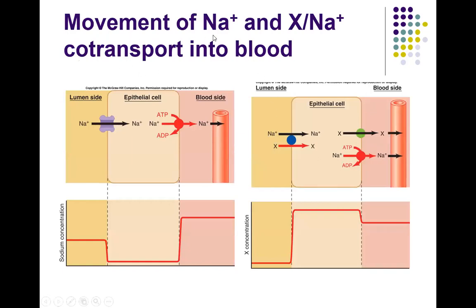When we look at movement of things like sodium with some other molecule, this cotransport into the blood, you would see the lumen side here, which would be the lumen of an organ. It could be inside of the stomach or inside of the intestines. Then you're going to have epithelial tissue. Not only do you have epithelial tissue on the outside, like your skin, but your mucous membranes, the inside of your stomach and the inside of your intestines, are also epithelial tissue. It's a mucous membrane versus the keratinized skin on the surface of your body, but it's still epithelial tissue.